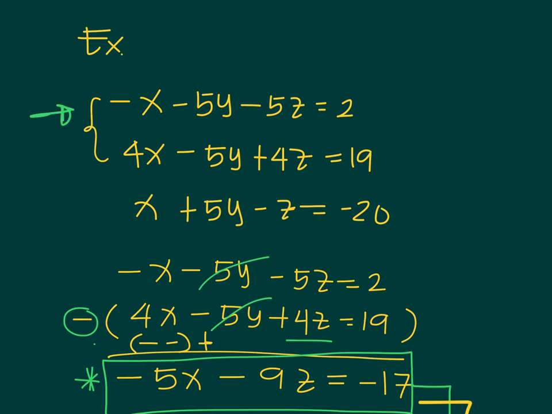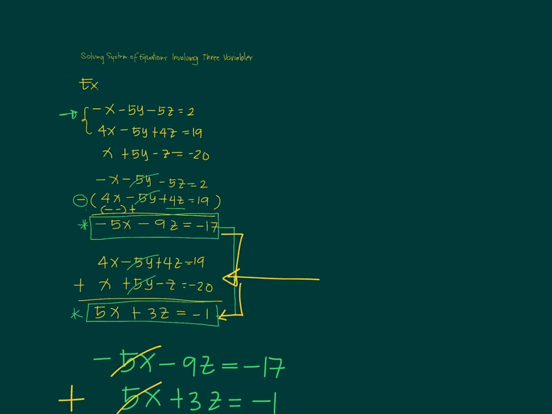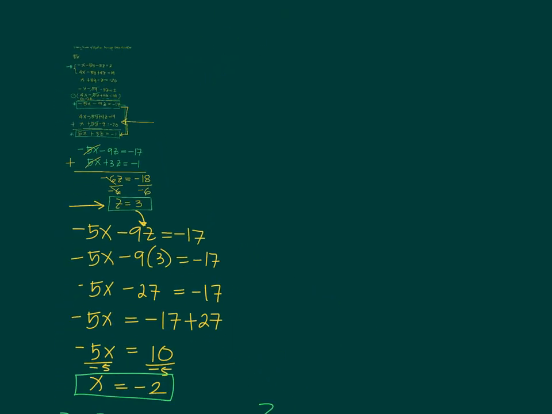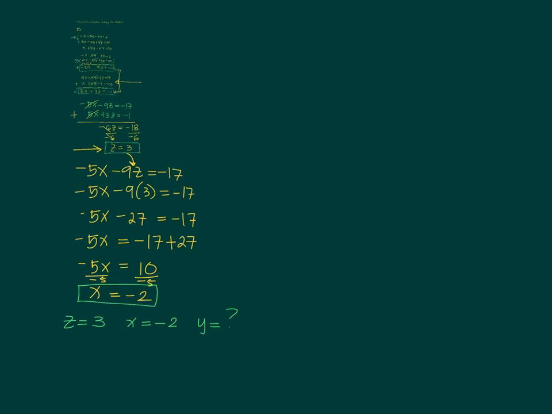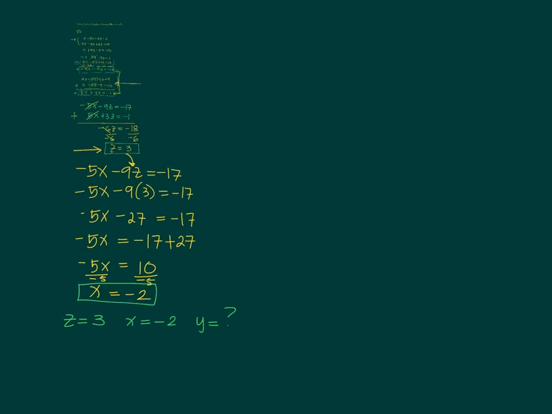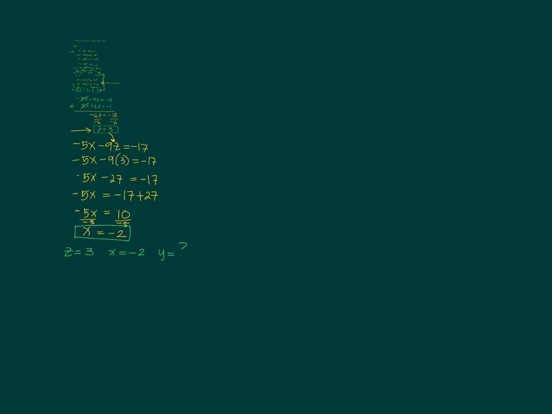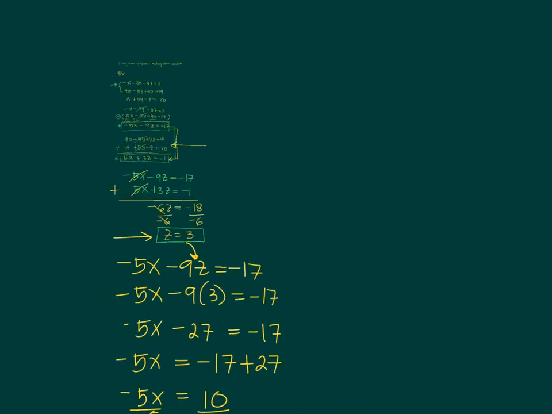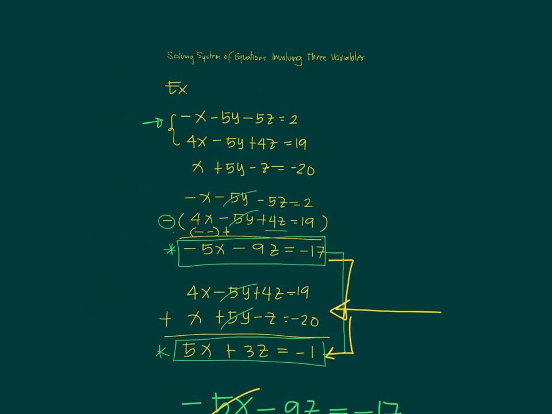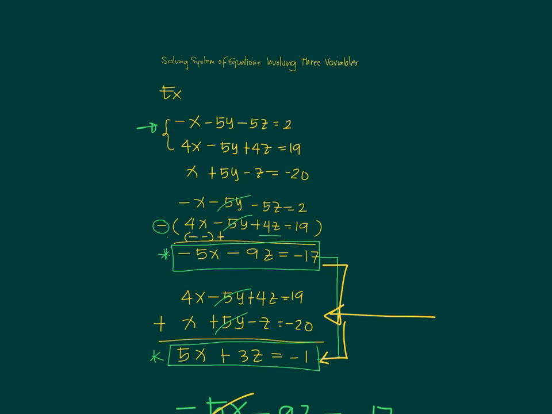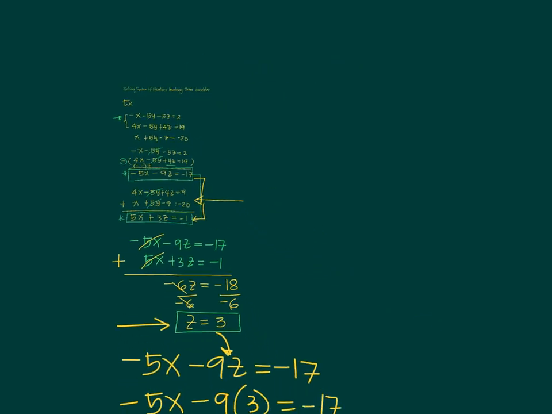Okay, so working on the first, we have negative x minus 5y minus 5z equals 2. So we'll get that equation. So in our equation we have negative x minus 5y minus 5z is equal to positive 2. So this is the first equation in the system of equations.